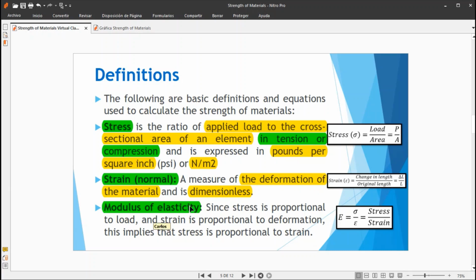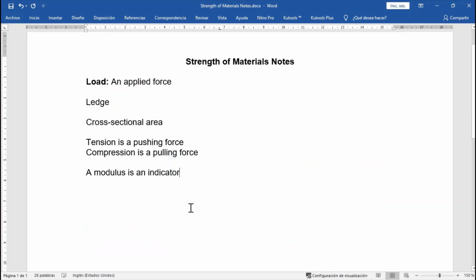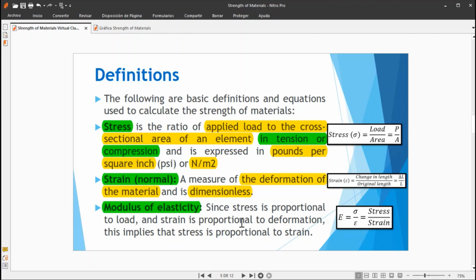So the modulus of elasticity, some people call it Young's modulus. Young's modulus is a synonym of the modulus of elasticity, okay? So some people call it Young's modulus. Since the stress is proportional to load and the strain is proportional to deformation, this implies that the stress is proportional to strain. A division of the two, sigma divided by epsilon, stress divided by strain. So we have the calculations here. You can see the equations.